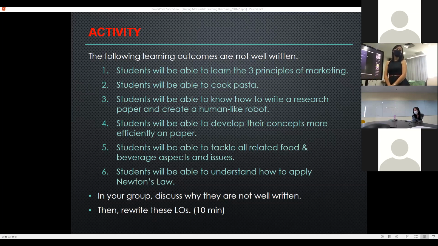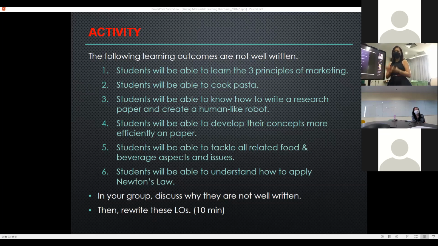Last one, students will be able to understand how to apply Newton's law. This one we changed understand, we retain the word apply. Apply Newton's law to calculate the motion of objects, because we were not sure what Newton's law is, not being from the science background. So I assume it's to calculate something. Okay. Group 2? Group 2, we said to apply Newton's law in designing experiment A. Wow. So that will be a higher level kind of LO, yeah.